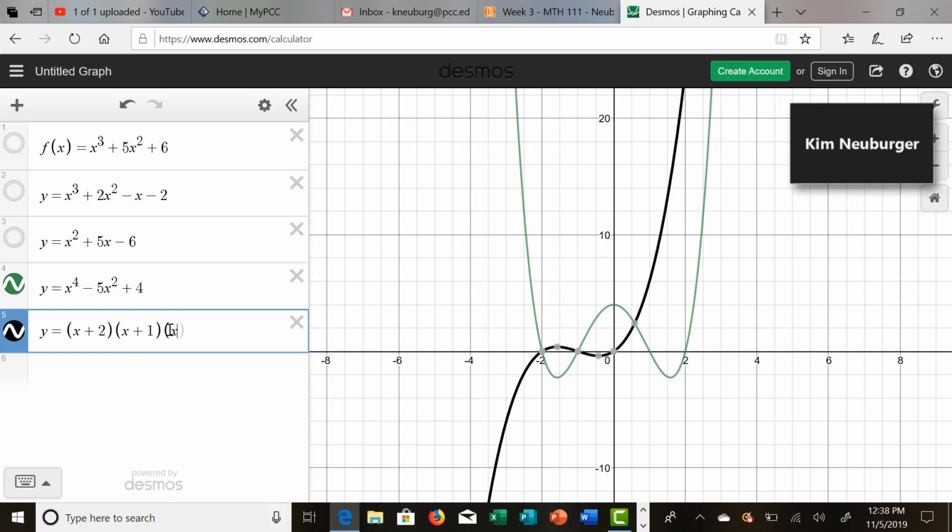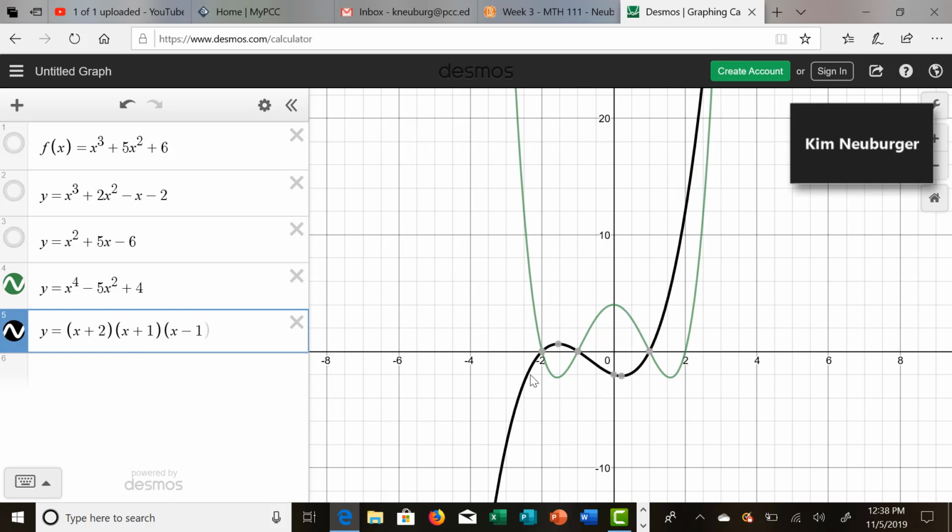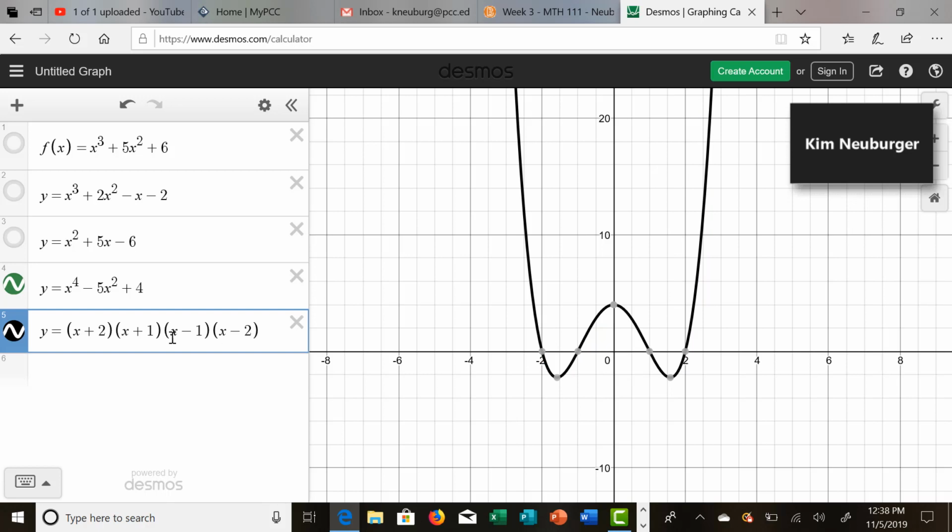Then let's do x minus 1. Notice now I have something crossing right here, crossing right here, and crossing right here. And those 3 points are all on that original green graph. I'm going to finally add in an x minus 2. What do you notice about that black graph? Didn't it just land right on top of the green graph? This is another way to write the same exact expression. If we were to multiply all these factors out, we would get the green graph, the green equation.